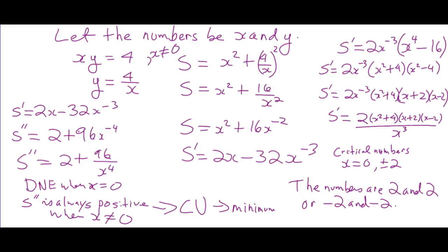So we've got 2 sets of numbers. Does it meet the criteria? 2 times 2 is 4. Is the sum of their squares a minimum? Yeah, it's going to be. Okay, questions? And we saved ourselves making a big chart full of stuff that really we didn't need.